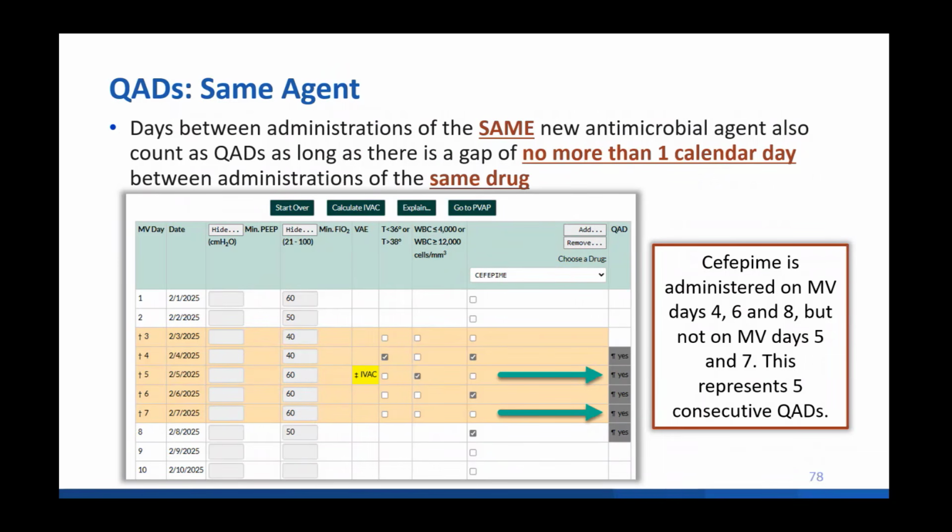Days between administrations of the same new antimicrobial agent also count as QADs, as long as there is a gap of no more than 1 calendar day between administrations of the same drug. In this example, cefepime is administered on mechanical ventilation days 4, 6, and 8, but not on mechanical ventilation days 5 and 7. But this still represents 5 QADs, including the days in between administrations.